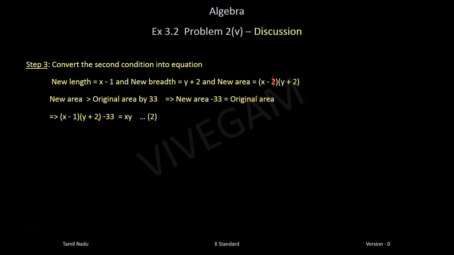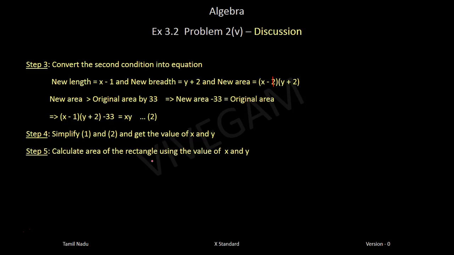Now simplify this, you will get another equation in x and y. Solve equations 1 and 2 and get the value of x and y. Once you get the value of x and y, calculate the area of the rectangle using the value of x and y, that is nothing but xy. Okay, so what I suggest is pause the video here and try to work this problem on your own, and on completion please come back and check your working against our solution.